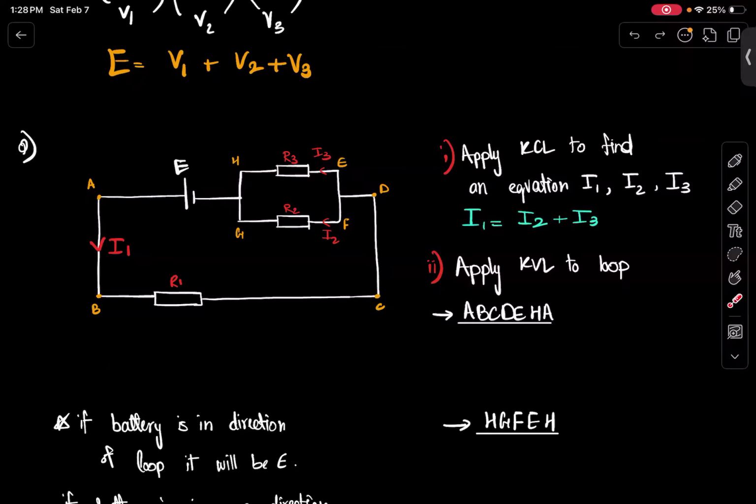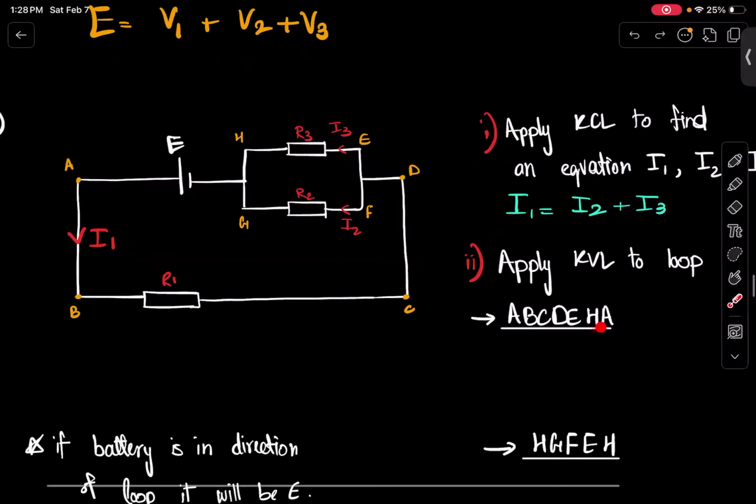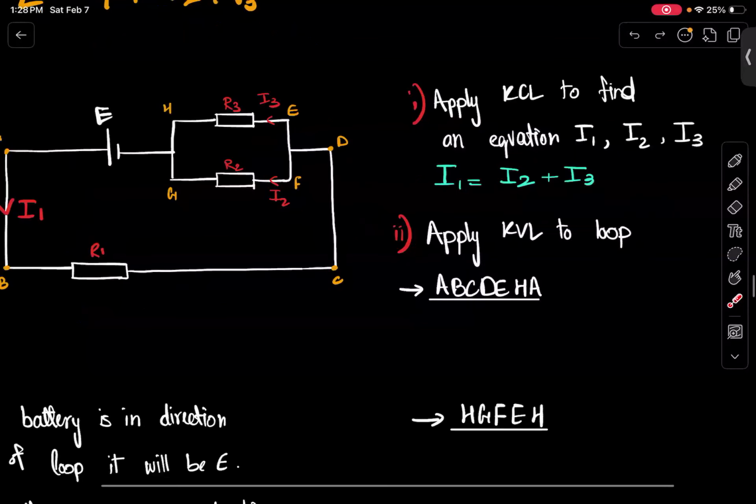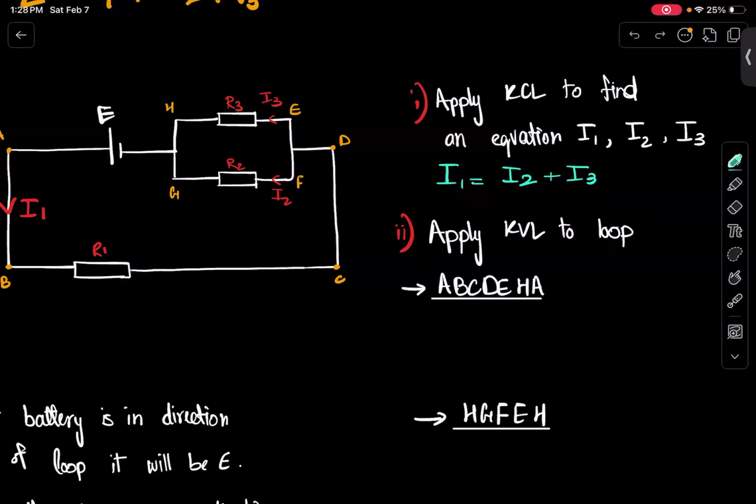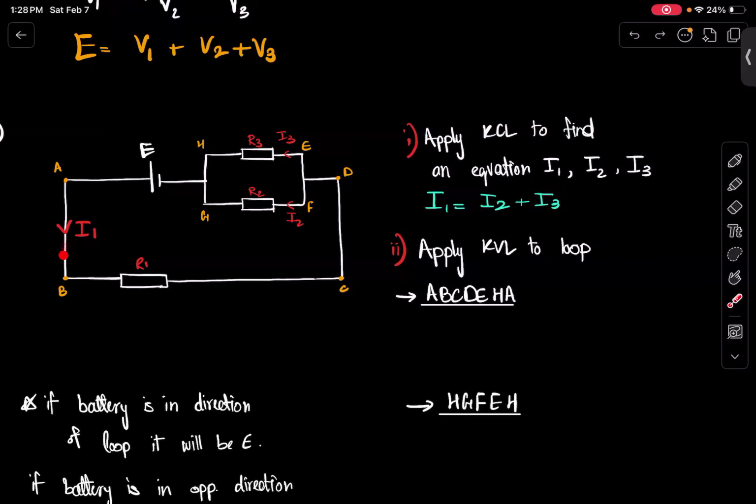Now, what is this? Why are we going back to nursery class? Even that is wrong. So, they're talking about a loop, and they will generally give you a loop to figure out. Okay. Now, check this out. A, B, C, D, E, H, A. They are talking about a very specific loop in this case. They're asking you to apply KVL according to this loop.